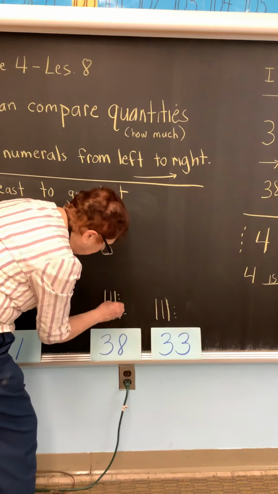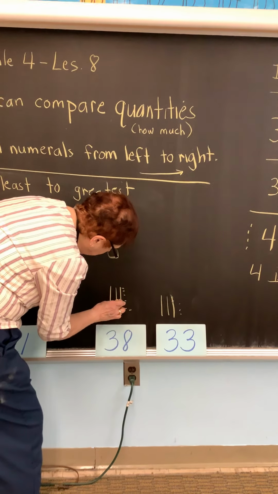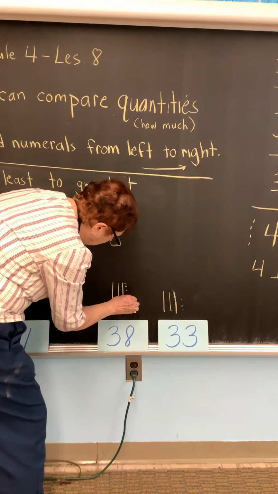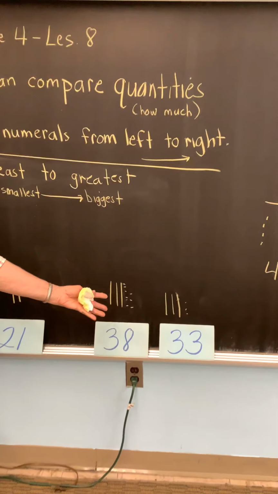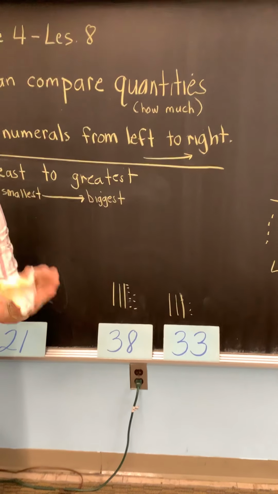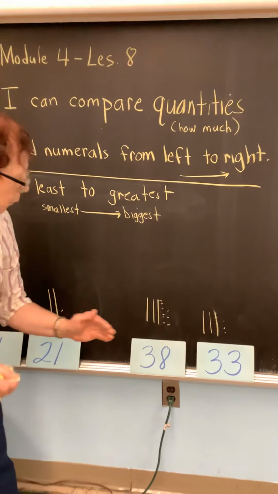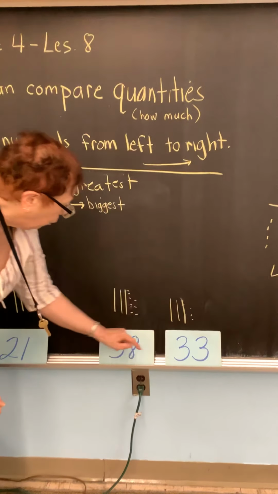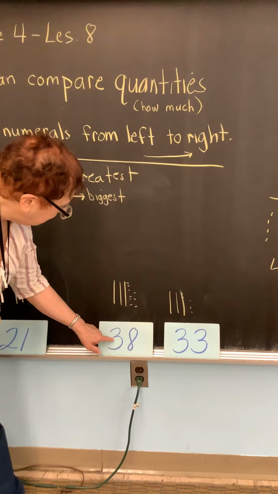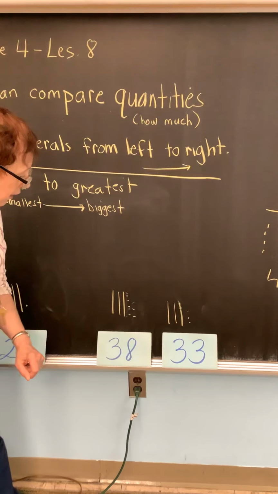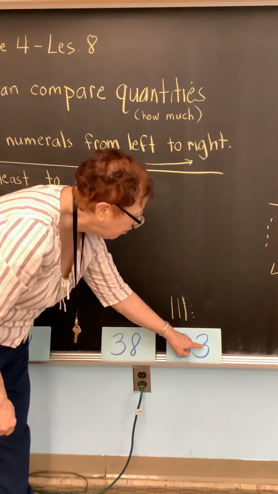I'm drawing it out for you. 31, 32, 33, 34, 35, 36, 37, 38. So now this would be like alphabetical order. This would be like 2 words starting with the same letter. So what do we do? Well, that's not helpful. We move to the next number. So look, 38 is 3 10s and 8 1s. 33 is 3 10s and 3 1s.